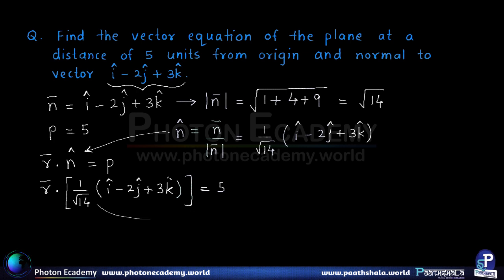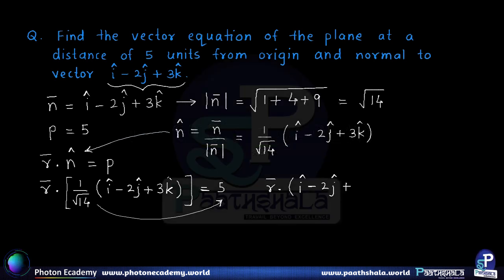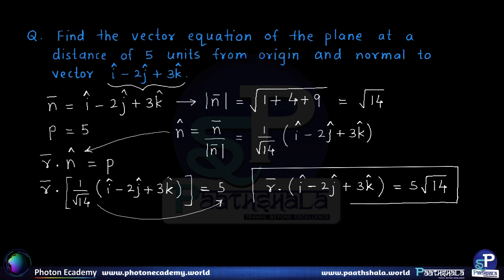If you want, we can take root 14 on the other side, and that gives us r bar dot i cap minus 2j cap plus 3k cap, whole equal to 5 root 14. So that is the vector form of the equation of the given plane.